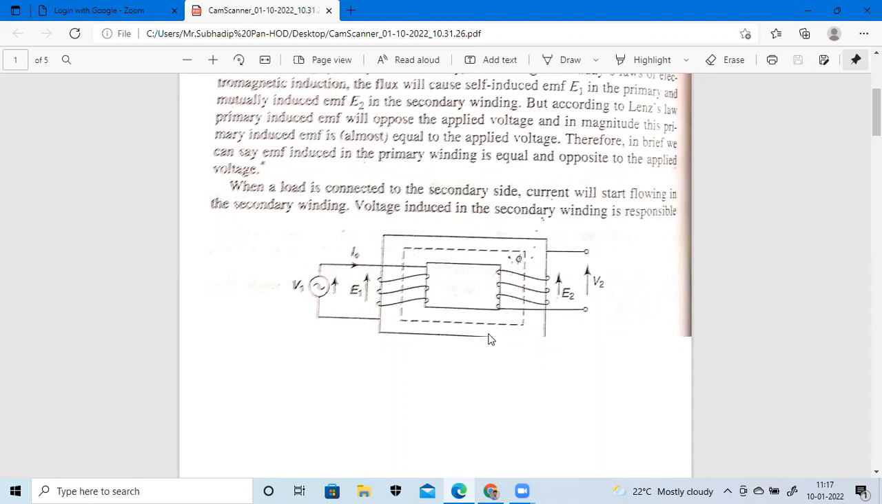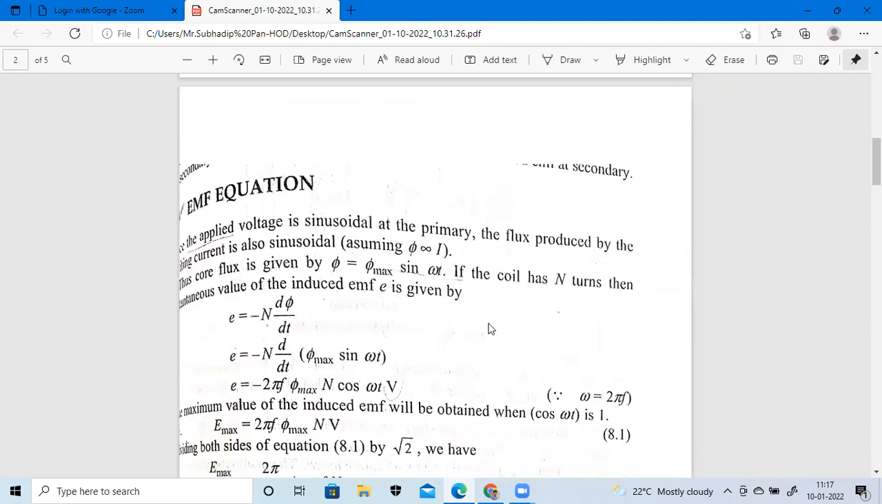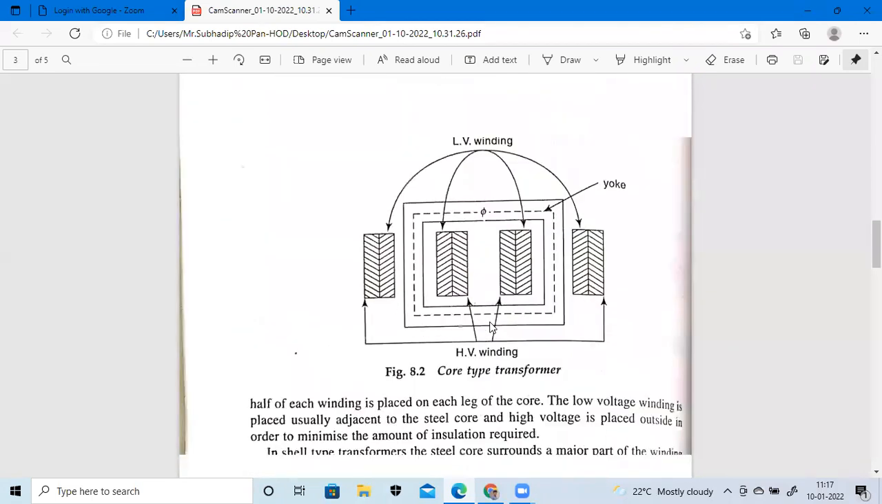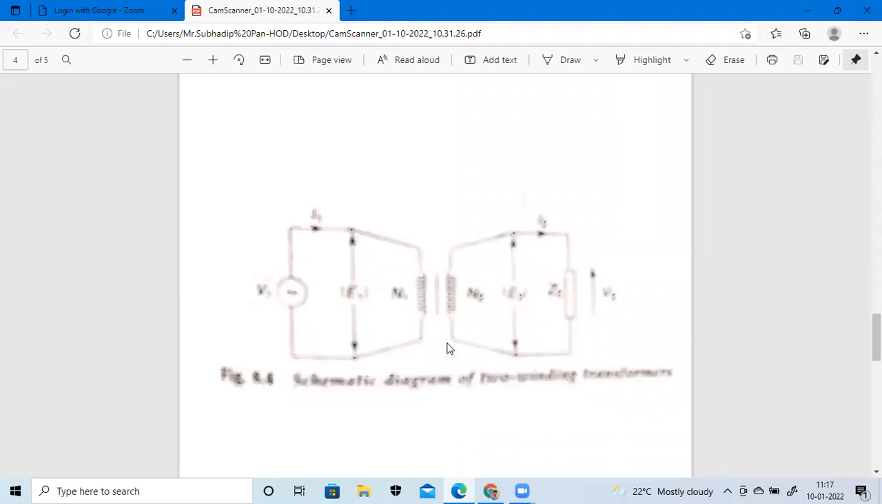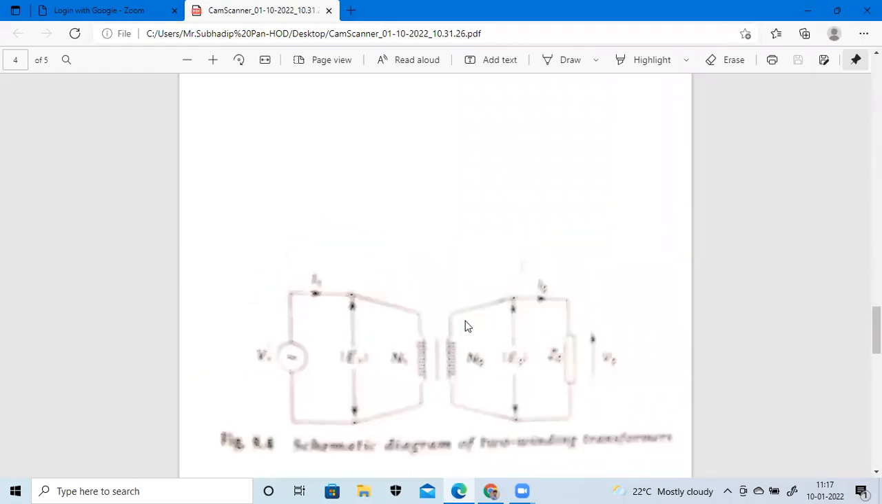Okay, fine. So just, is this diagram visible? I think there's some... This diagram is visible? No one, no, sir, it's blurry.